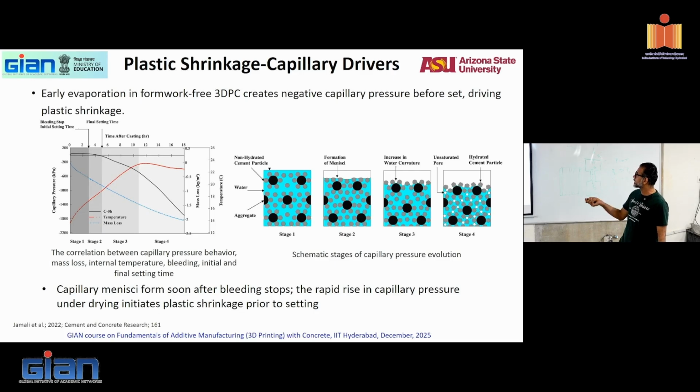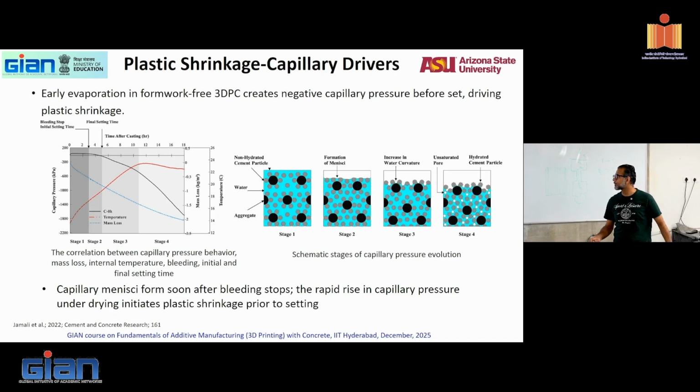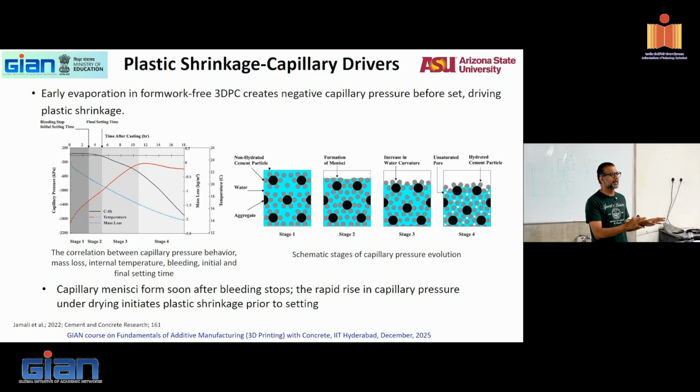Plastic shrinkage: early evaporation creates negative capillary pressure before setting. That drives plastic shrinkage. So really, these are the mechanisms of why plastic shrinkage happens. Soon after bleeding stops, you have capillary menisci forming, and a rise in capillary pressure. Very fundamentally, if you take one capillary, it's all about capillary rise. All of you have done this experiment where you dip a capillary in water and see that it rises, surface tension, all of that. Same thing. The whole idea of shrinkage reducing admixtures is to reduce the surface tension of the liquid in the system, right? So it's all about surface tension, capillary pressure, and pressure development.